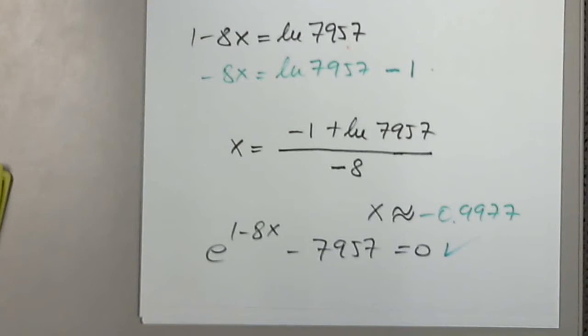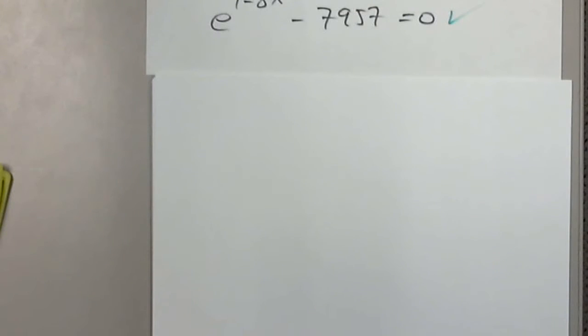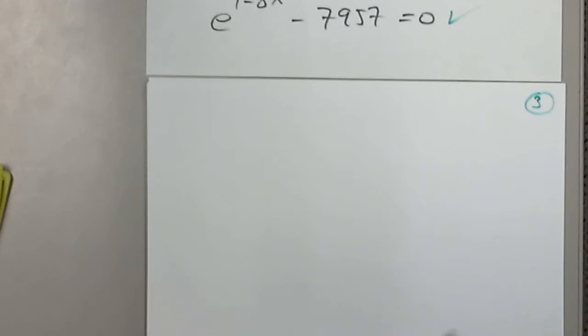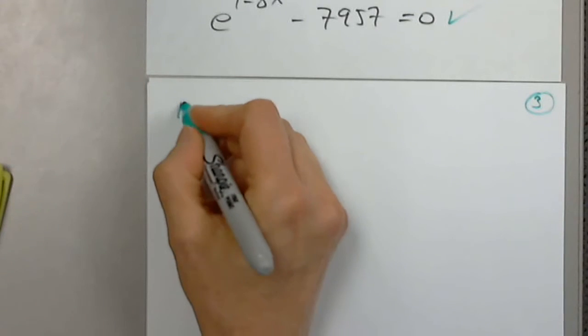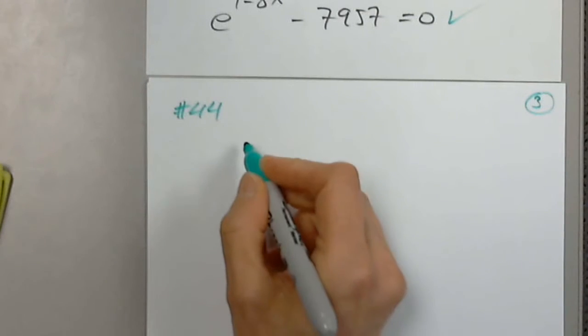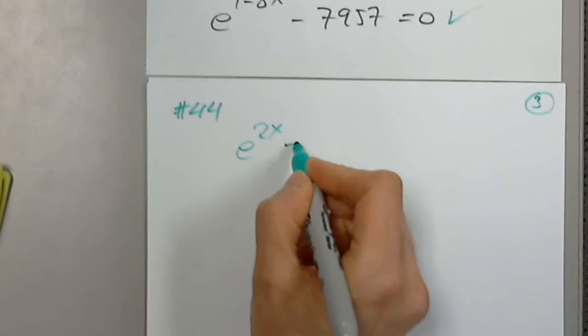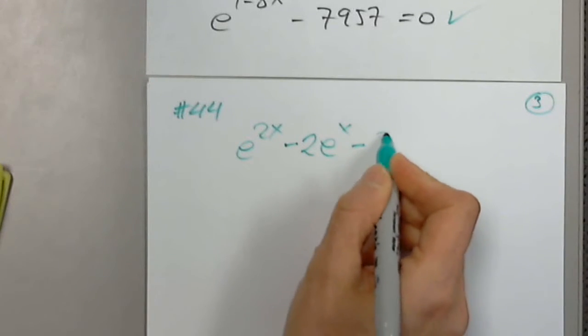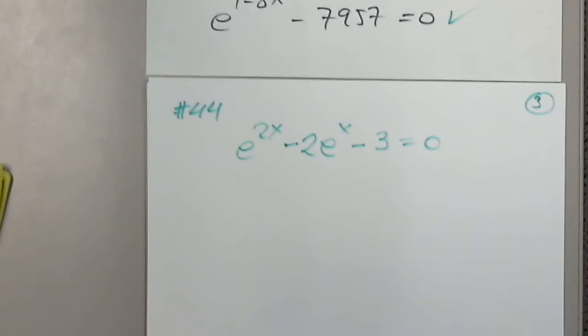Okay, let's look at one more problem, and then we'll come back with more review when we are done. Okay, so let's say 44. And here is e to 2x minus 2e to the x minus 3 equals 0.